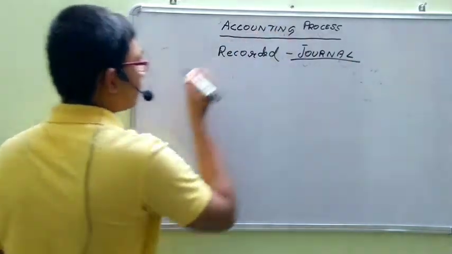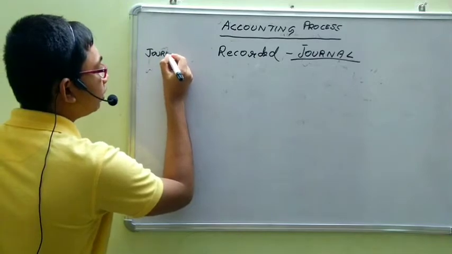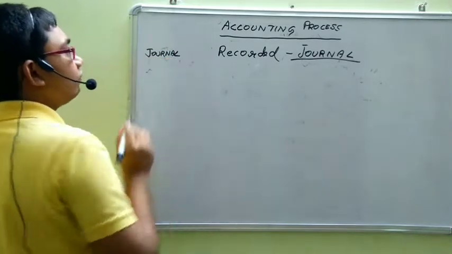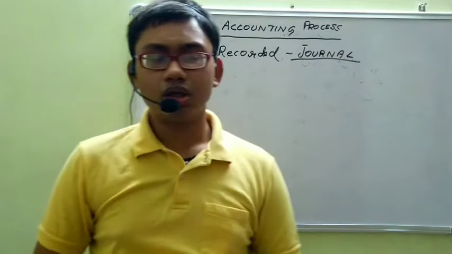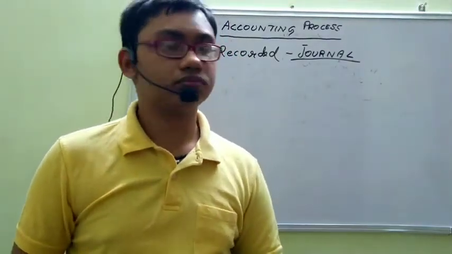Journal. What is this book? This is the book which is called the book of primary entry. Means every transaction will be recorded in the journal first. But now you can imagine how bulky the journal will be.